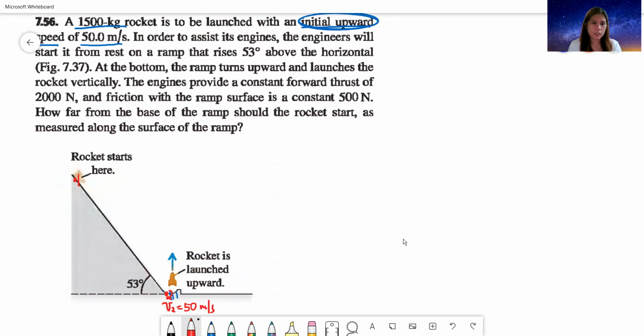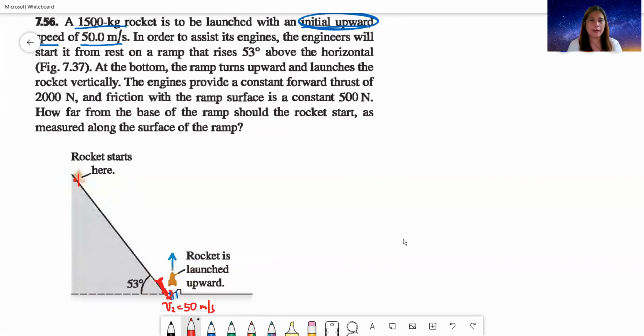So ito yung, let's just say it's somewhere here, no? At the bottom of the ramp. So whatever is the rocket speed here, yun na rin yung launching speed niya. Ayan, wait, let me charge my laptop.